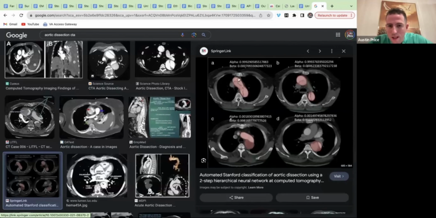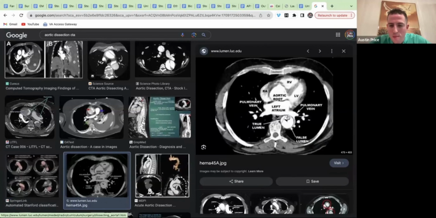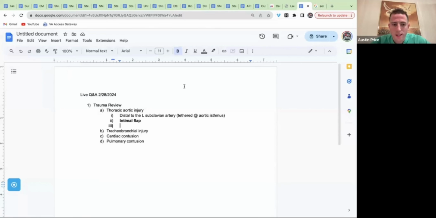They can 100% give you this right here, and you see that dissection flap right there. Or they give you one right here where you see the dissection flap right there. Those are all very fair game type of questions. So that would be aortic dissection.